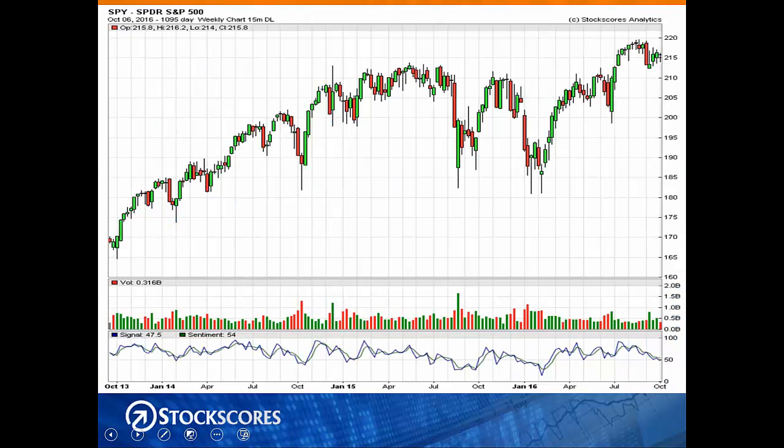So let's take a look at a chart. This is a 3-year weekly chart of the S&P 500 ETF. You can see up in the top left-hand corner there the symbol SPY. This is as of today. It goes back 1,095 days.